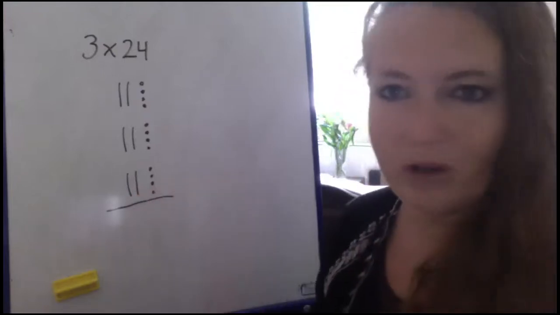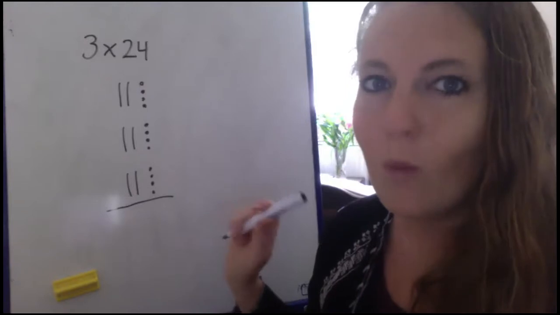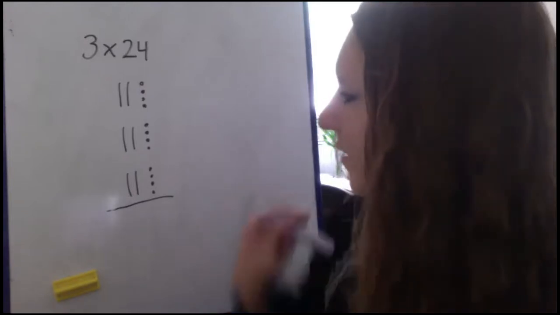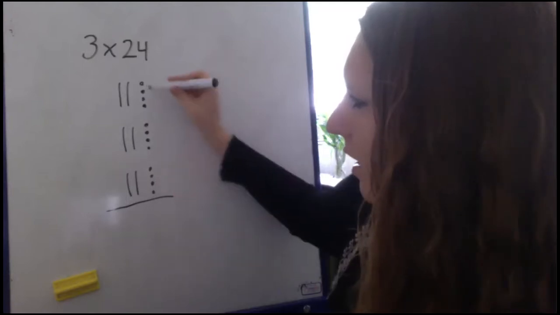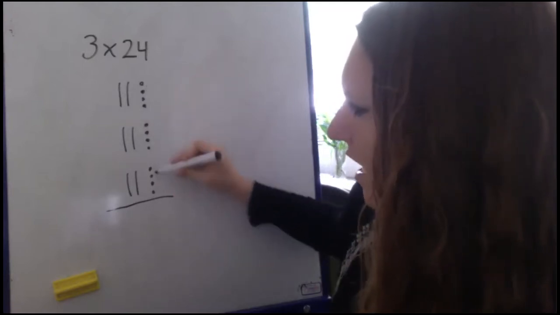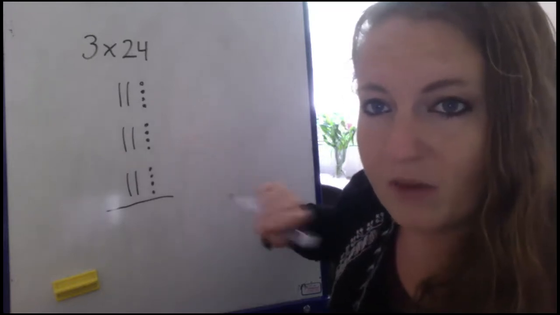Now again, we're going to add them together, starting with our ones. Excellent work. So the first thing to check is, how many do we have? Well, I know that 4 plus 4 is 8, and then another 4, that's going to be 12. So already I know that I need to regroup.